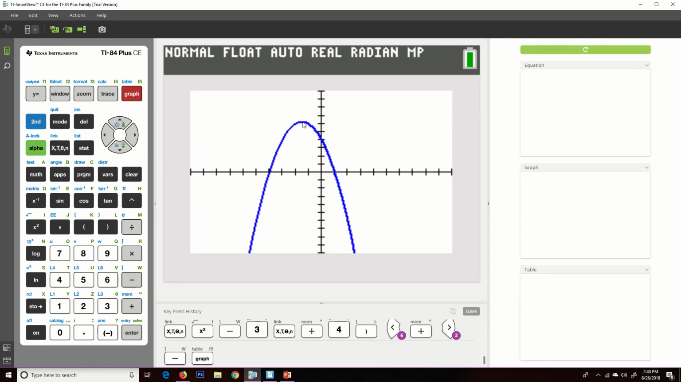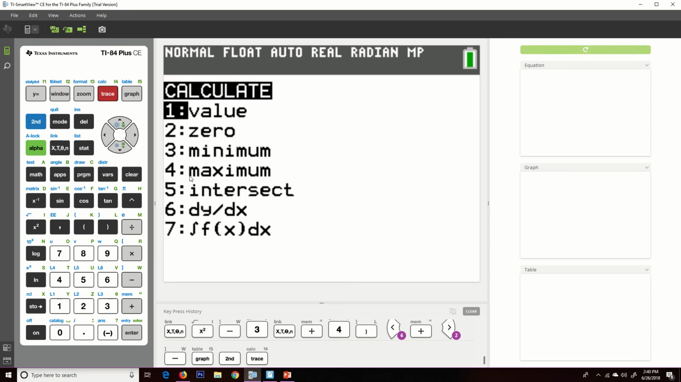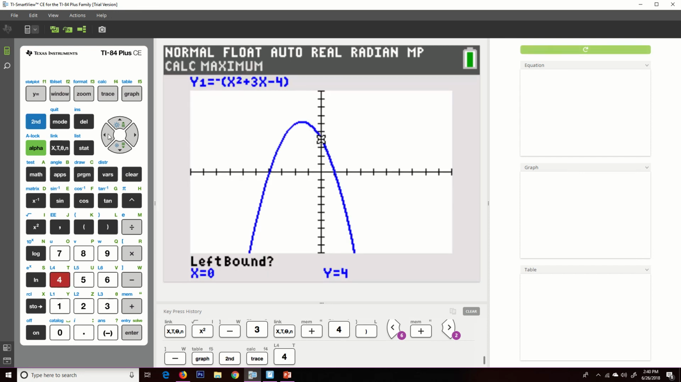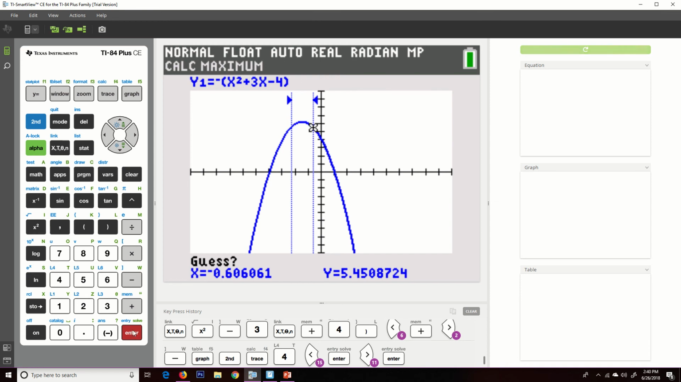And so if we're asked to find the vertex, that is a maximum of this polynomial function. And so remember, that is the second function of the trace button. So second trace, we'll do a 4 to get a maximum. And remember, they were going to want us to open up an interval. So we're going to start with a left bound, hit enter. And then we're going to go over to a right bound, hit enter. It asks us to guess, but we don't care. So we're going to hit enter, and we get negative 1.4999. That will round up to negative 1.5, which is what we said. And then 25 over 4.